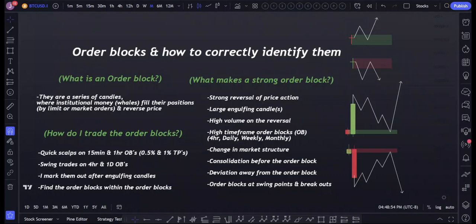Red Pill Crypto fam. Today's another video just covering order blocks and how to correctly identify them. Let's start with the presentation I prepared with what is an order block.